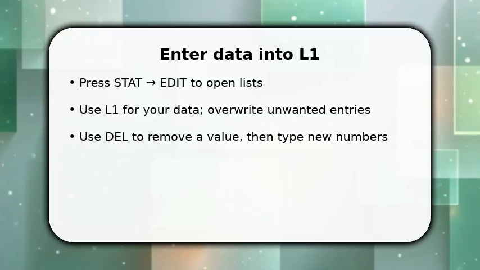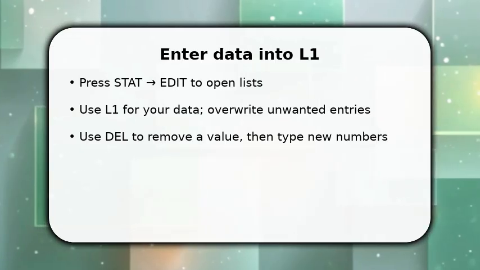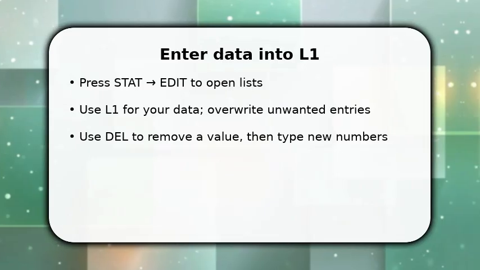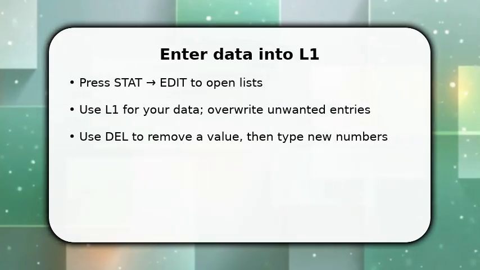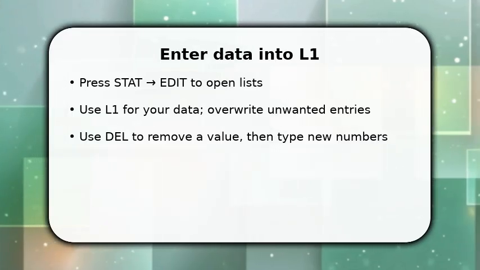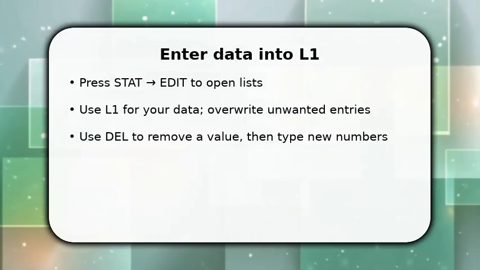You start by putting your numbers into L1 on the TI-84. Press Stat, then choose Edit. You'll see L1, L2, etc. Use the arrow keys to move, type each number, and press Enter to store it. If a wrong value appears, press DEL and then type the correct figure.